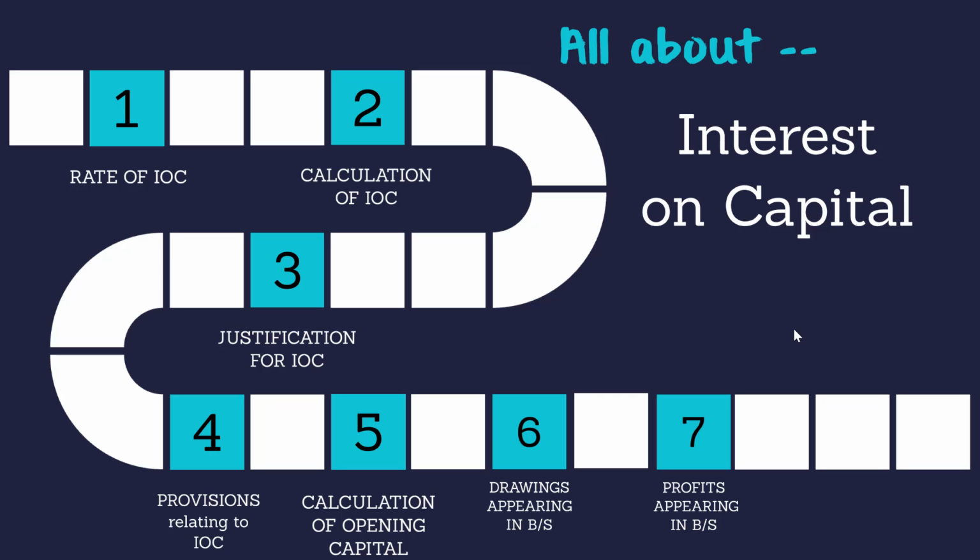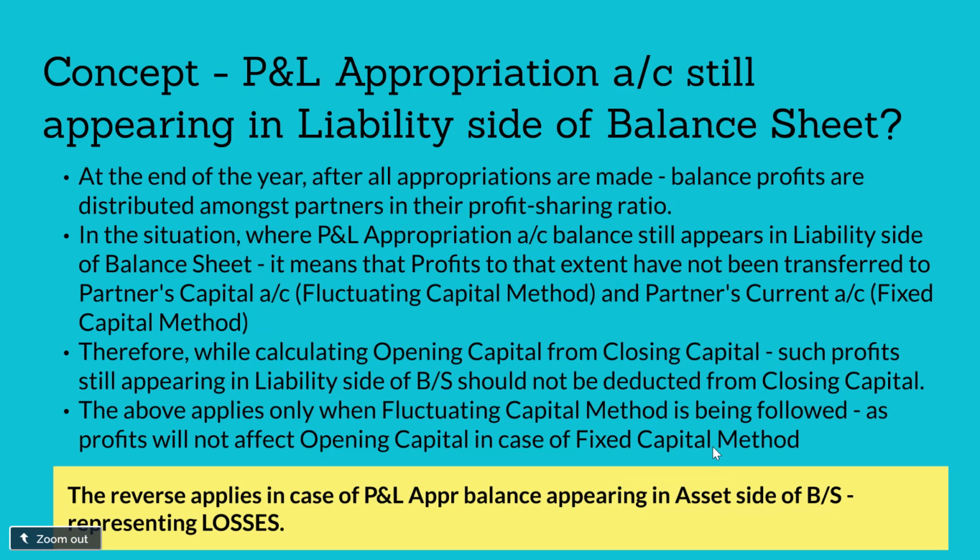Let's go to the seventh point, where the P&L appropriation account balance still appears in the balance sheet. The concept of profit and loss appropriation account balance still appearing in the liability side of the balance sheet. At the end of the accounting period, after all appropriations are made, the balance profits are distributed amongst the partners in their profit sharing ratio.